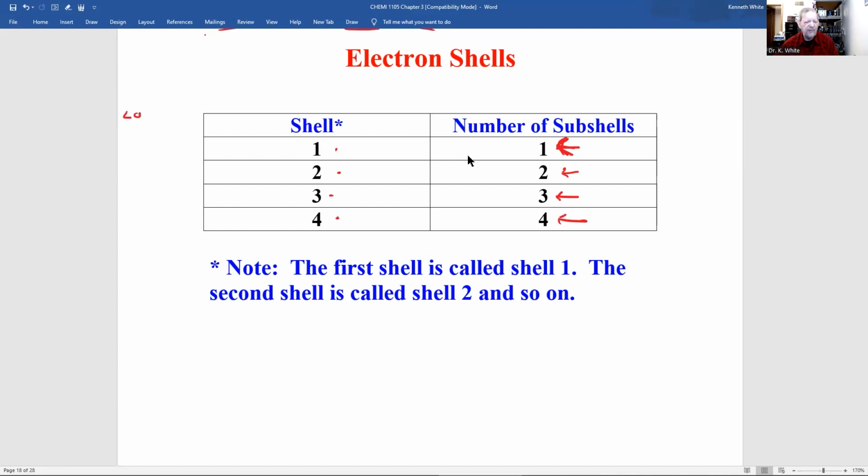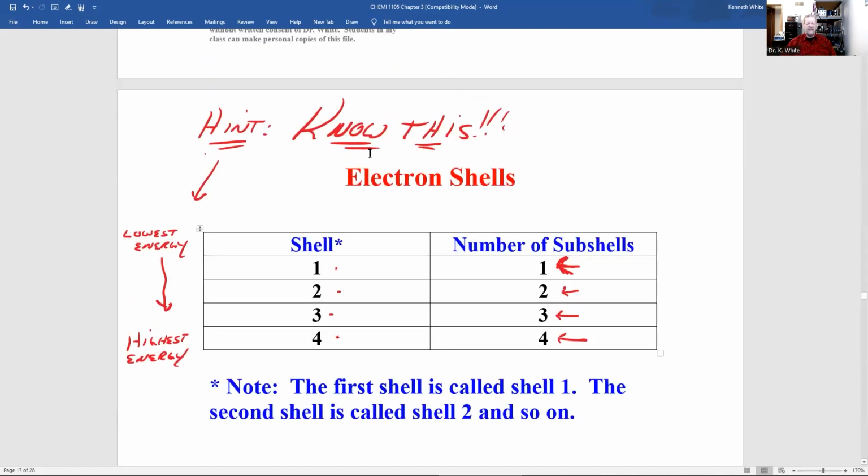Now, the top, shell 1, is the lowest energy shell. And this you should know. And as you go down, you increase the energy of the shells. On this table, shell 4 is the highest energy shell. Again, shell 1 is the lowest energy. As you go down the table, the energy of the shells increases, and shell 4 has the highest energy.